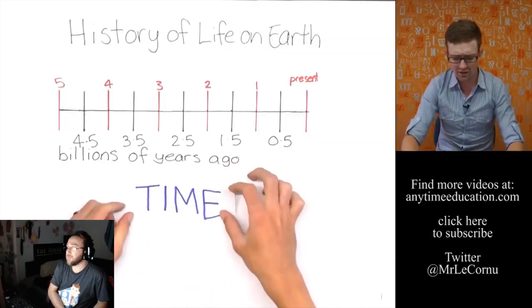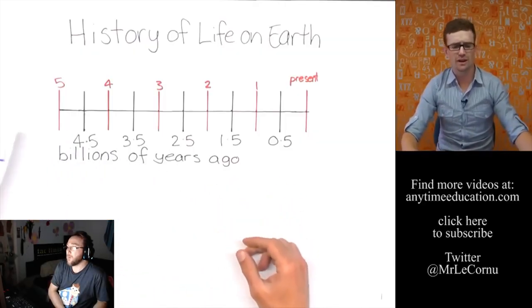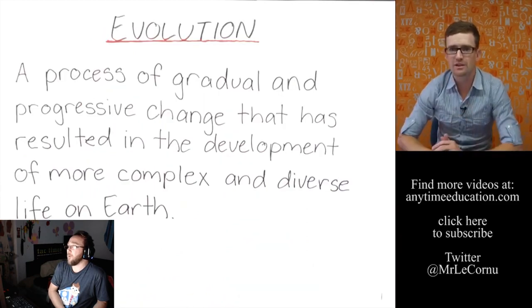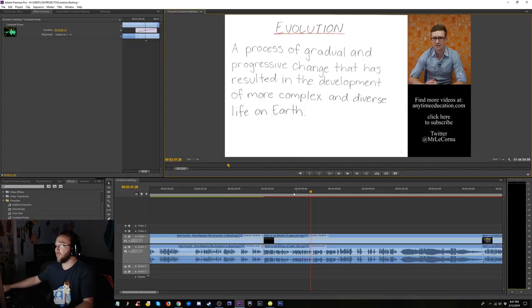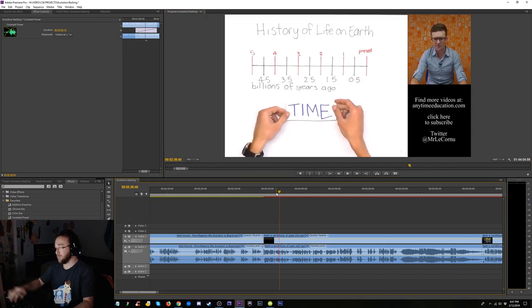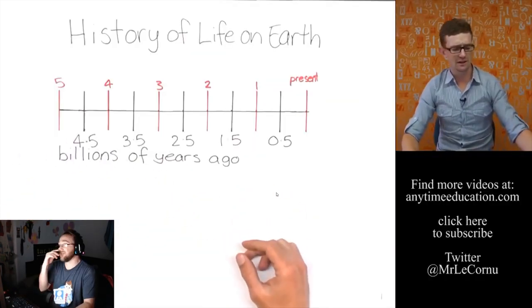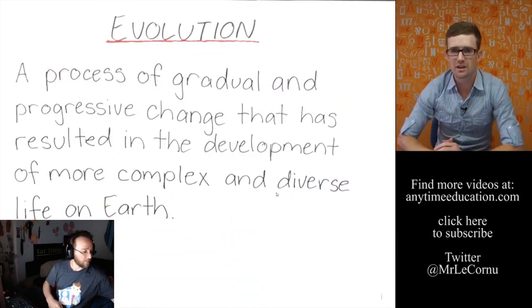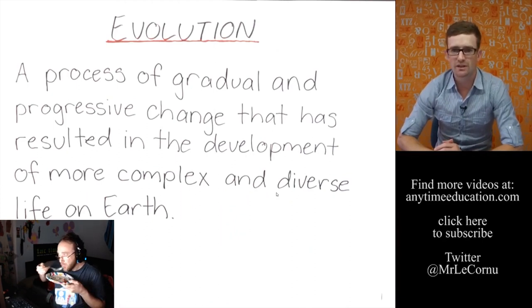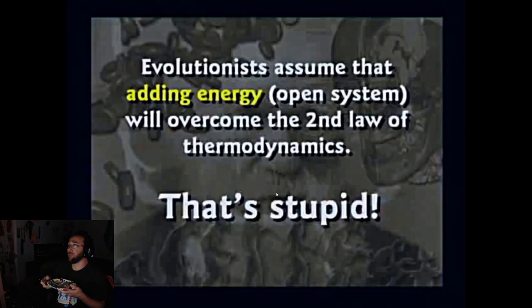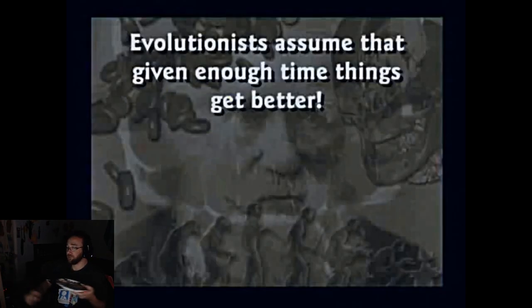We need to realize that time is the critical factor here. And time is going to be a key factor that you need to consider when we're considering evolution. Evolutionists assume that if you give enough time, things get better. That's silly, okay?